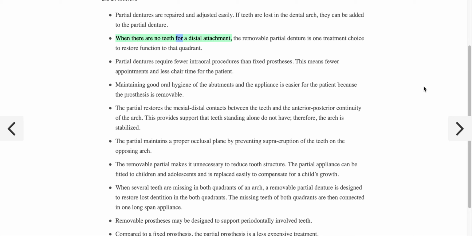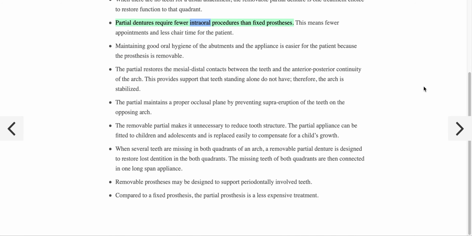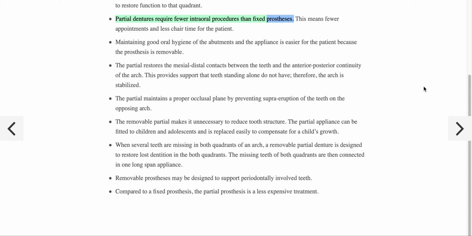When there are no teeth for a distal attachment, the removable partial denture is one treatment choice to restore function to that quadrant. Partial dentures require fewer intraoral procedures than fixed prostheses. This means fewer appointments and less chair time for the patient. Maintaining good oral hygiene of the abutments and the appliance is easier for the patient because the prosthesis is removable.